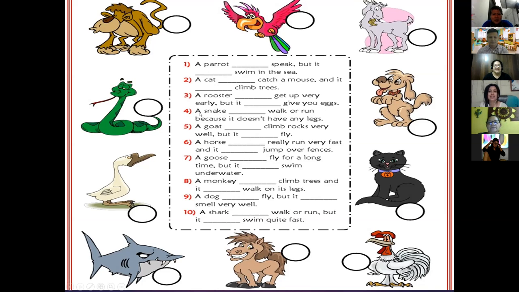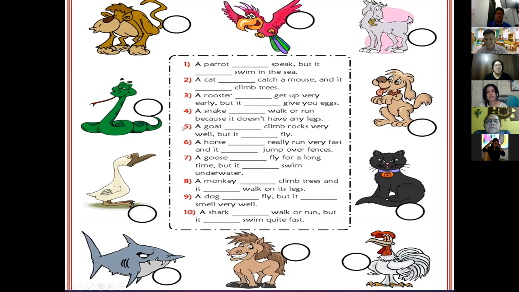Okay, number four. Who wants to do it? Number four. A snake can't walk or run. Yeah, continue, Lisa. Because it doesn't have any legs. Okay, really good. Positive or negative, Eliseo? Negative, really good. Can't walk, right? Can't walk. Because it doesn't have any legs. Really good. No le vemos patitas. Algunos dicen que sí tienen, pero nunca se las he visto. Okay, continue with number five.